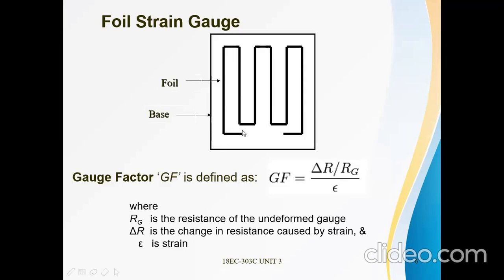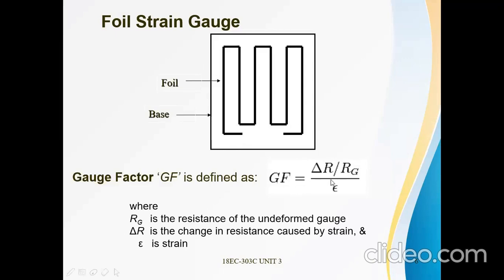Before etching, the required area is covered with masking, and after etching, the uncovered area will be removed. Only the covered metal area is available. Finally, the foil strain gauge will be like this.